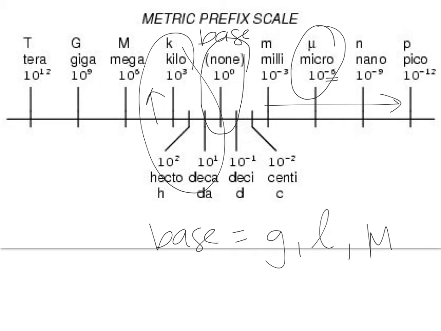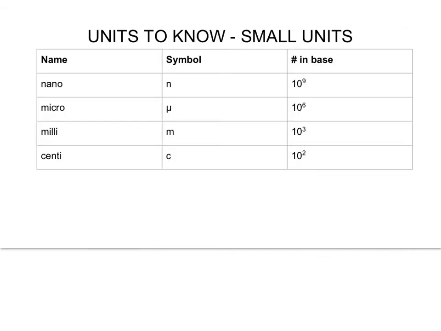And I've got a chart to make it a little easier, I promise. So I did the small units separated from the big units. Nano, micro, milli, centi. Those are the ones that we will use. If you decide to go into nanotechnology or something like that, you might use pico, right? But we're going to talk about nano, micro, milli, and centi. And I gave you this nice little thing that says how many of these things are in the base.